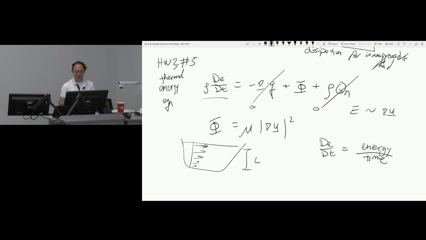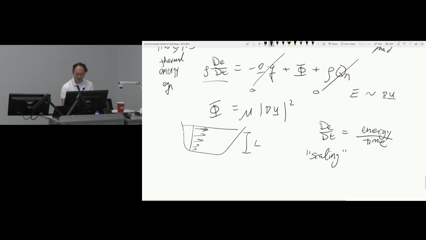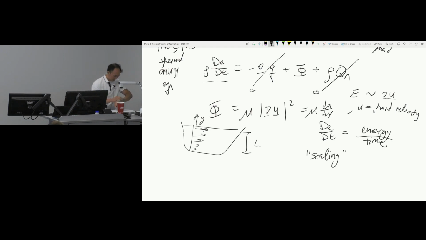We're not going to do any calculus. This is just what we call scaling, where derivatives just become ratios. So this is going to be like mu times U over Y, where U would be the velocity of your hand, equals hand velocity, which is, I don't know how fast you can move your hand, but it's going to be less than a meter per second probably.